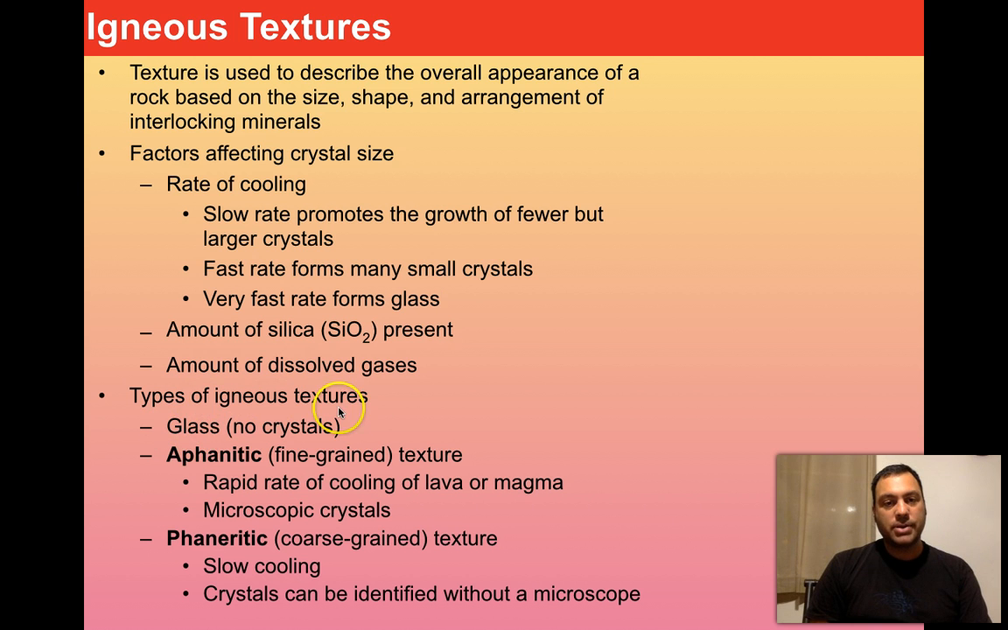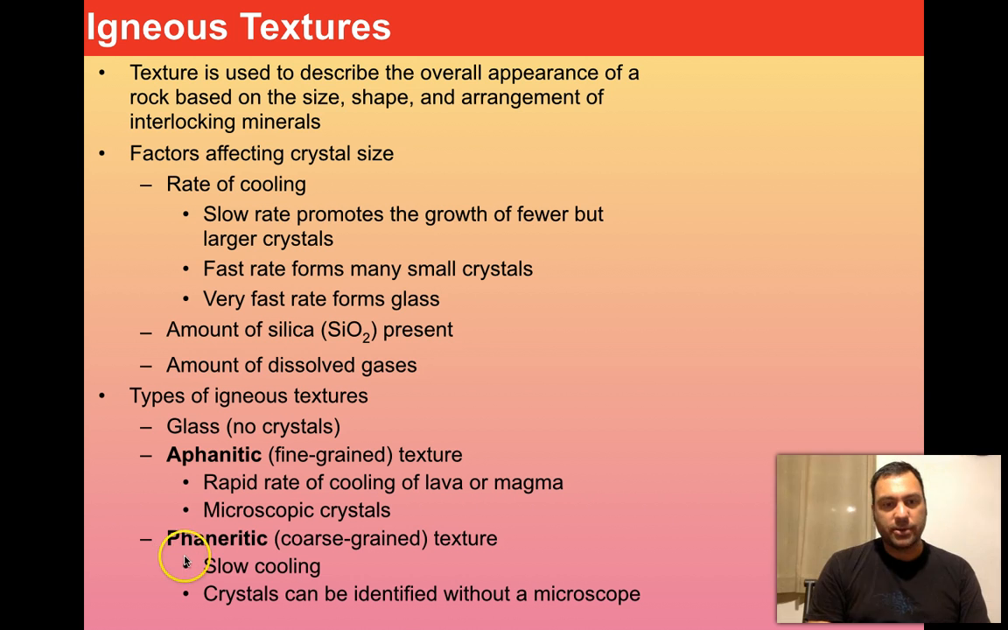So we get an igneous texture of glass, which is no crystals. But the next one, you notice I've got it in bold here, is the aphanitic texture, which is very fine-grained. As a matter of fact, it's so fine-grained you can't see it. The word aphanitic comes from aphaneru, a Greek word that means not visible. It's basically microscopic crystals. The crystals are there, but you can't see them. It forms from a rapid rate of cooling of lava or magma. In other words, it cools so fast that the minerals cannot grow large enough for your physical eyes to see them.